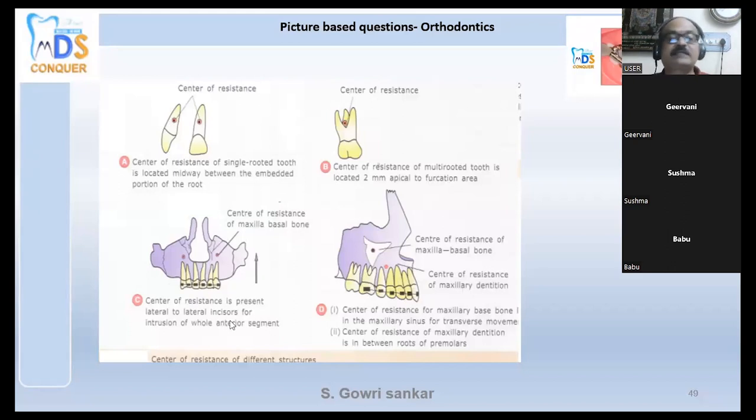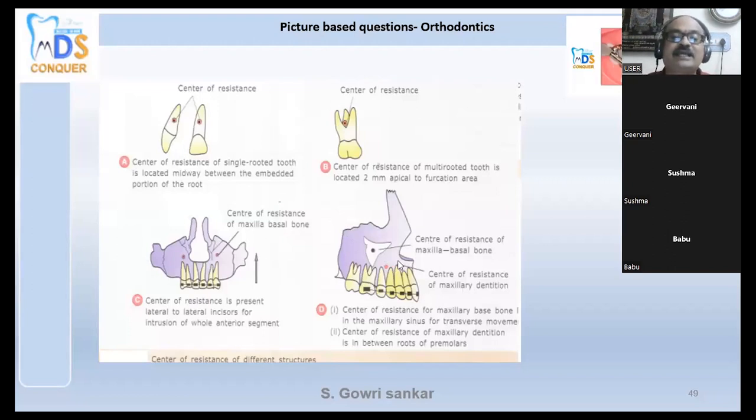These questions are asked many times. Remember what they are asking you: the center of resistance for a single-rooted tooth, for a multi-rooted tooth, or for the maxilla, whether for intrusion or for the anterior-posterior direction. Depending upon the center of resistance of the maxilla, you use the cervical headgear or the occipital headgear.